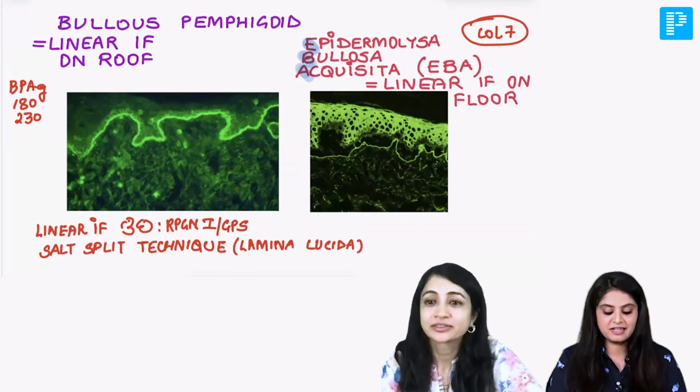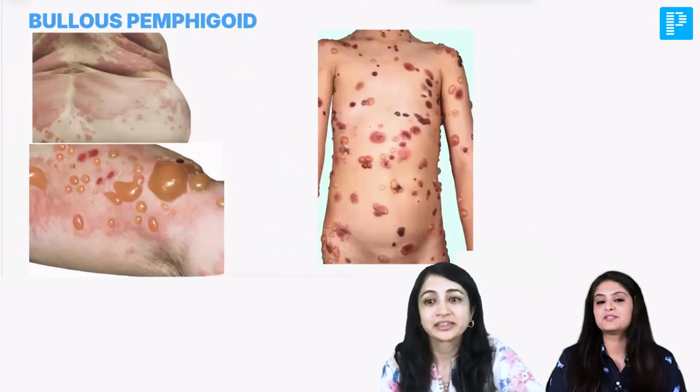Continuing on the same, I think, ma'am, I'm done with the histopathology and the immunofluorescence of bullous pemphigoid. And since you were describing them, let's get going with the clinical features of BP as well.